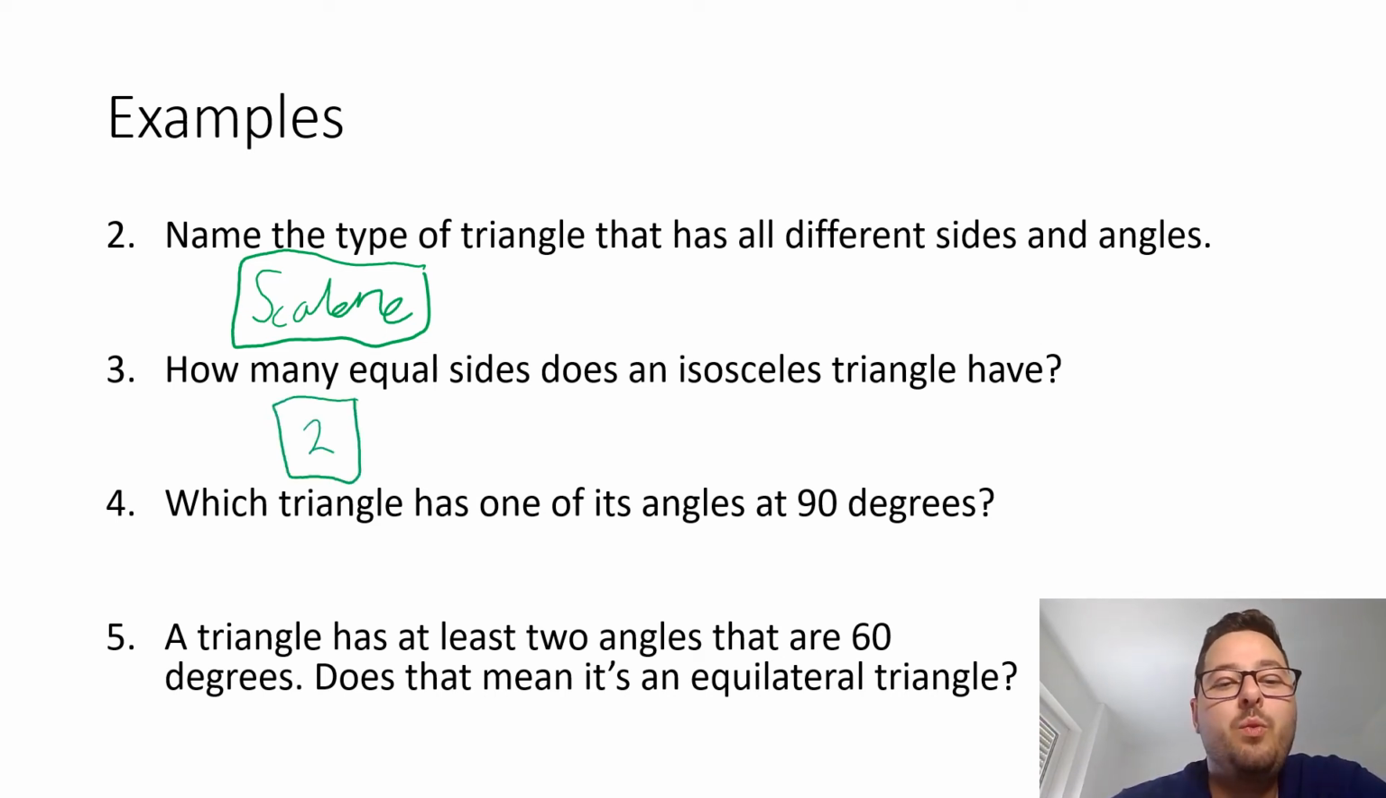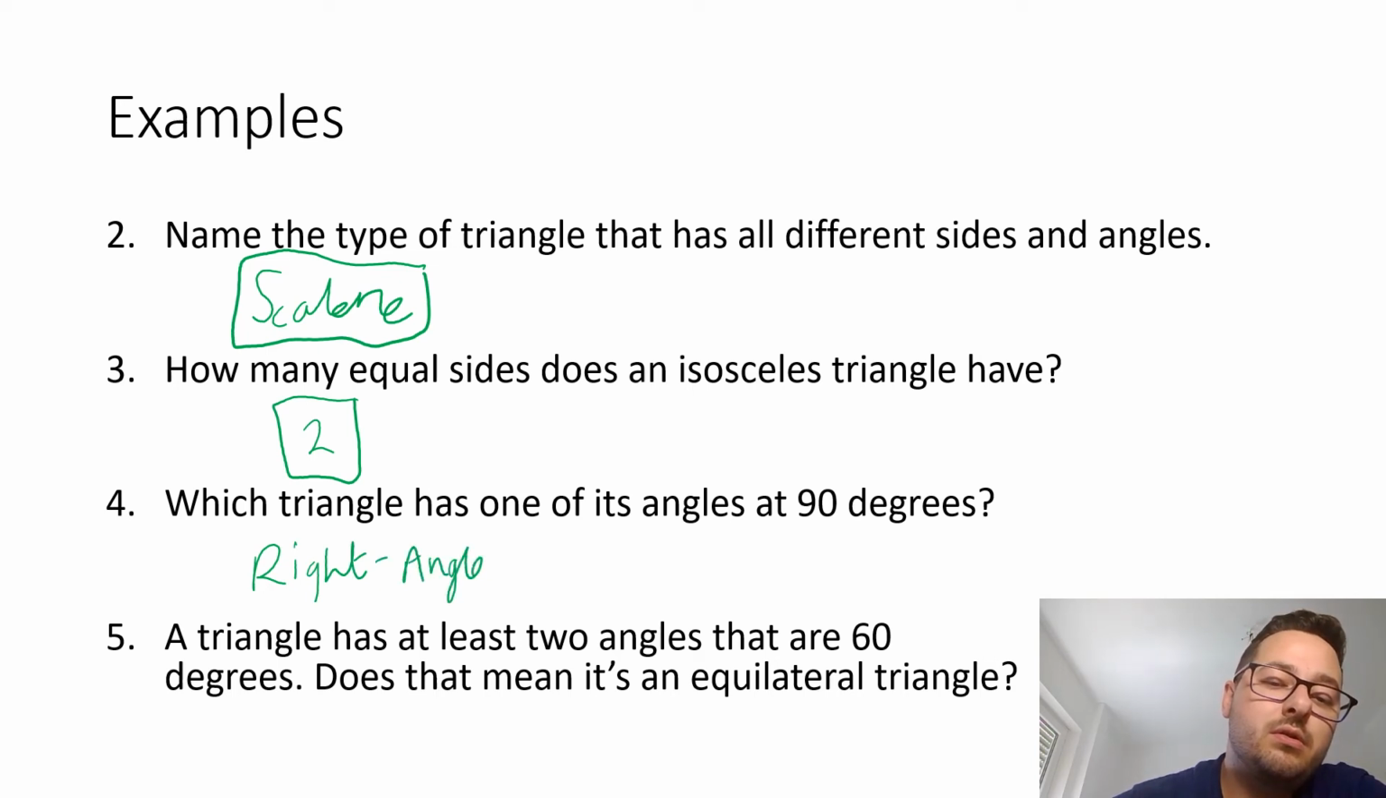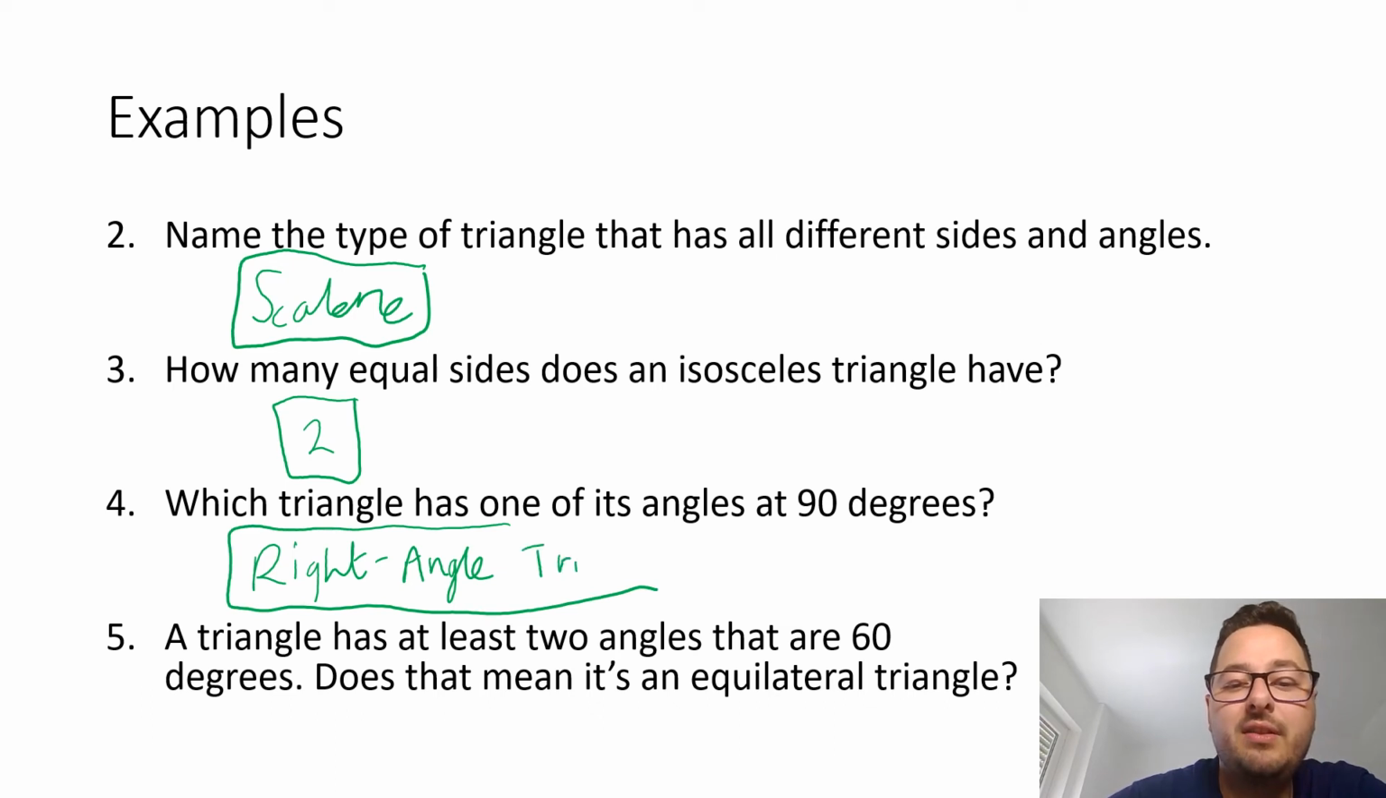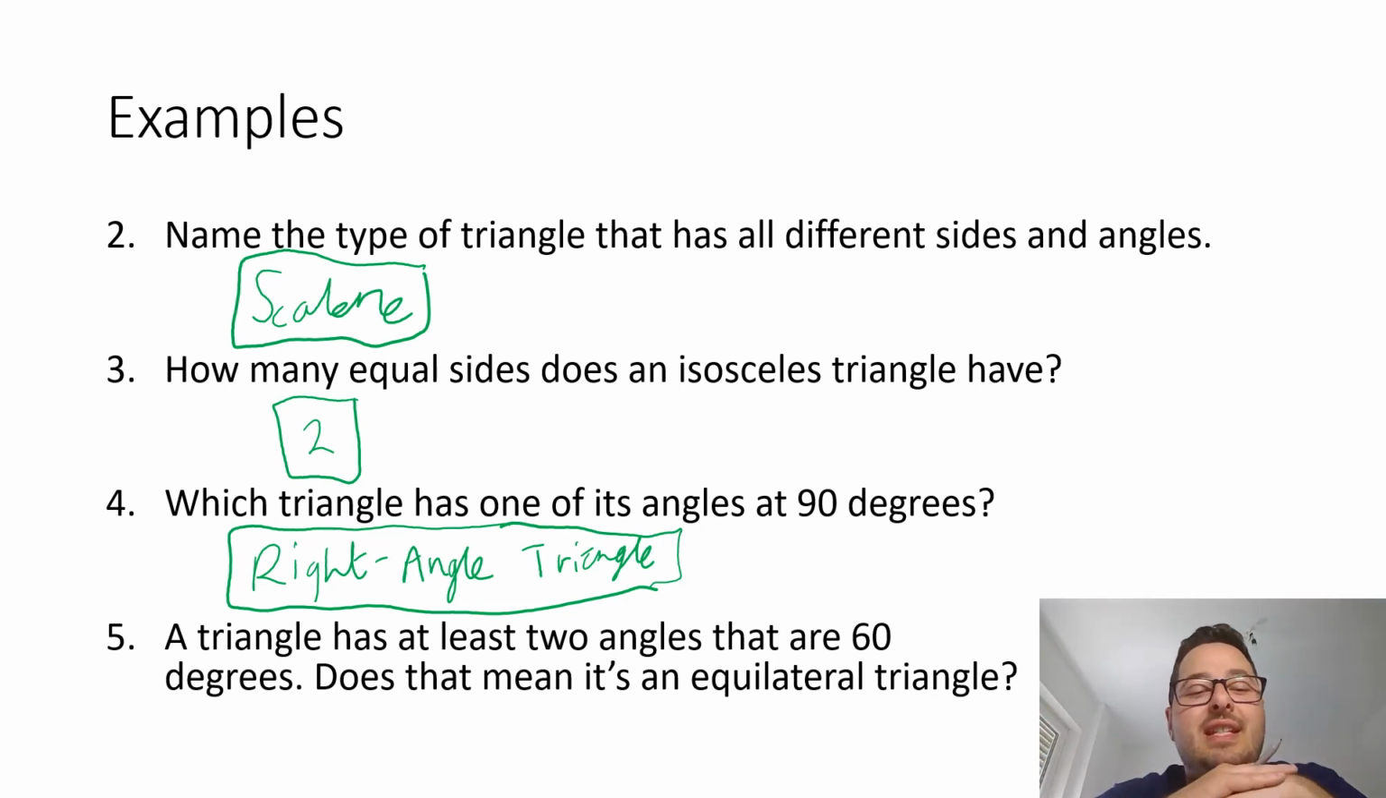Number 4, which triangle has one of its angles at 90 degrees? Well, that's a right angle triangle. Let's write triangle as well, just to be complete. And number 5, a triangle has at least 2 angles that are at 60 degrees. Does that mean it's an equilateral triangle?